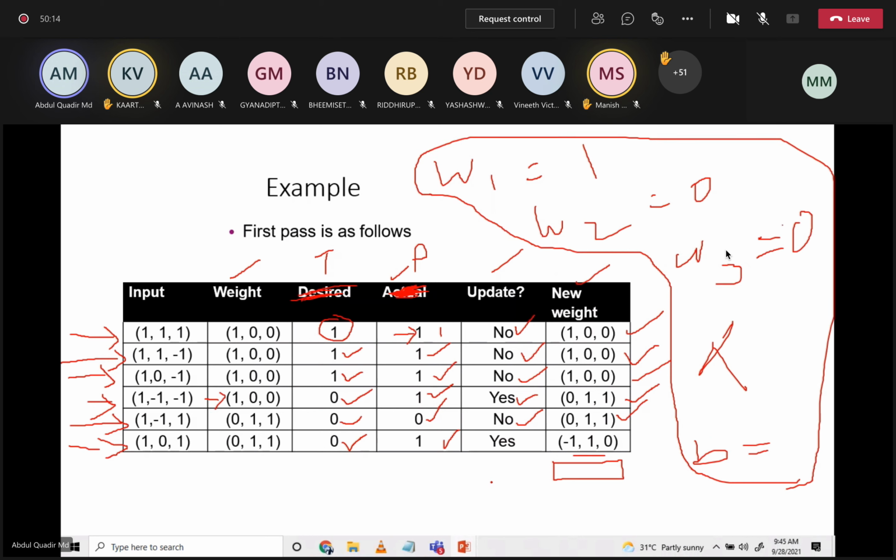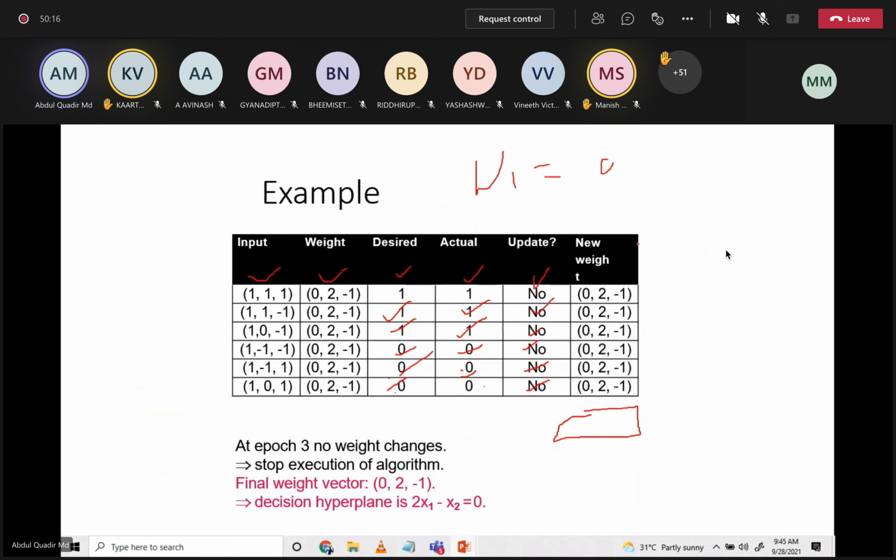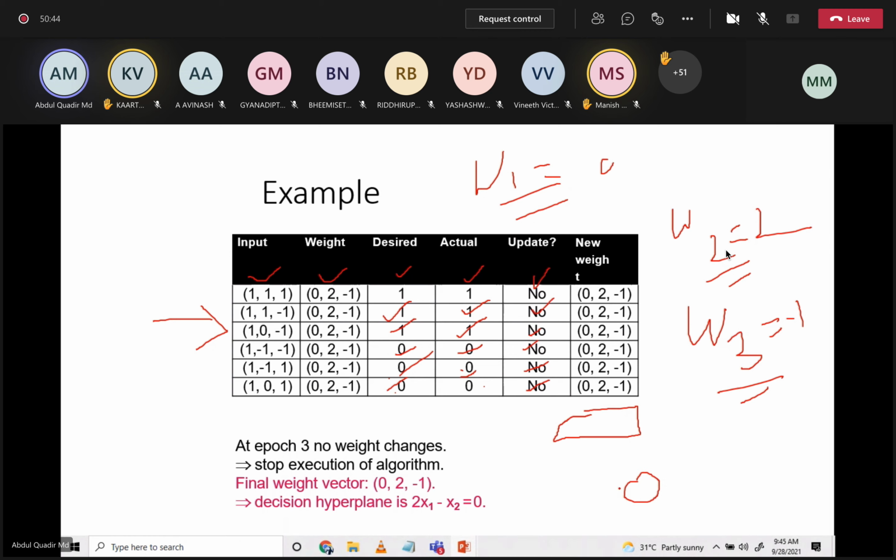Okay, and then we run through the perceptron algorithm. Then we converged at a point where the weights, these are the weights for this given data set inputs, where our actual and the desired are working perfectly, where W1 is 0, W2 is 2 and W3 is -1. So these are the final weights where no weight updation is required, where our prediction and actual error is 0.